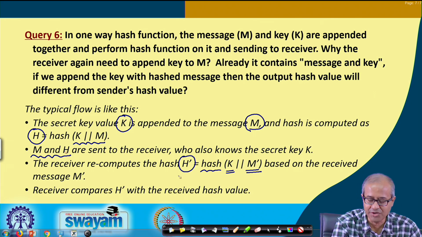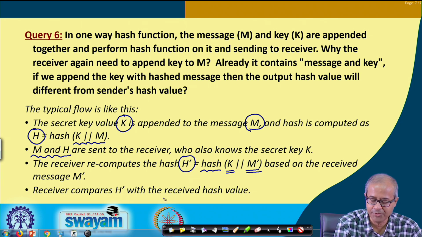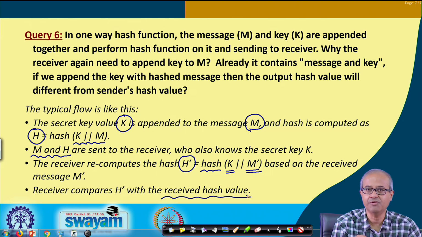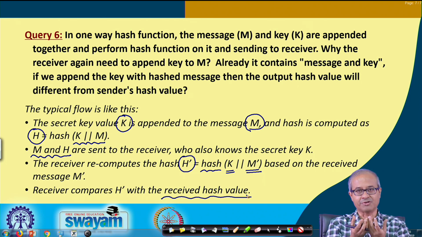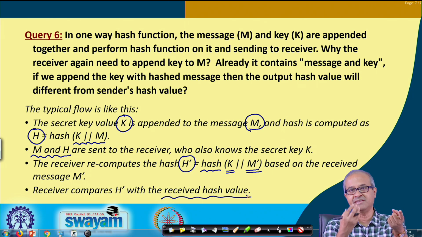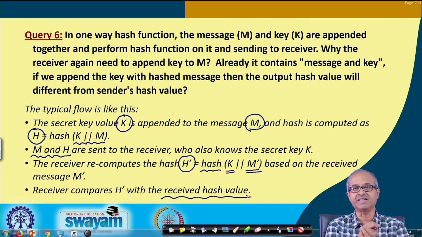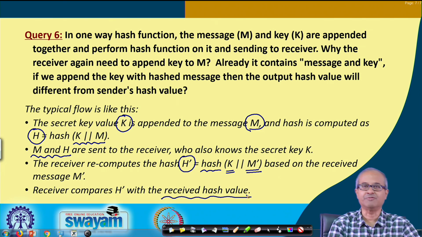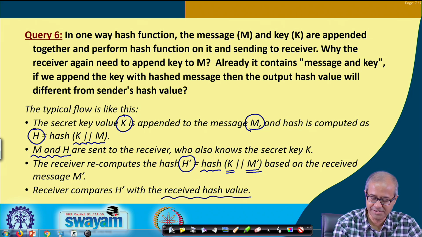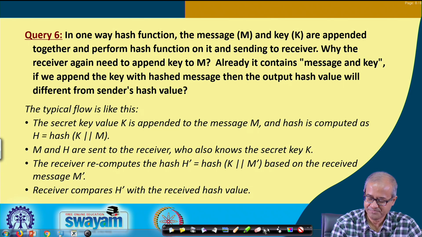So, the receiver will compare this h prime with the received hash value and check whether they are equal or not. If they are equal, it will mean that the message is actually coming from the intended sender, because it is only the intended sender and the receiver who are sharing that secret key value k. If the key value is something else, then the hash value computed will be something different, there will be no match. Okay. This is how this works, right.